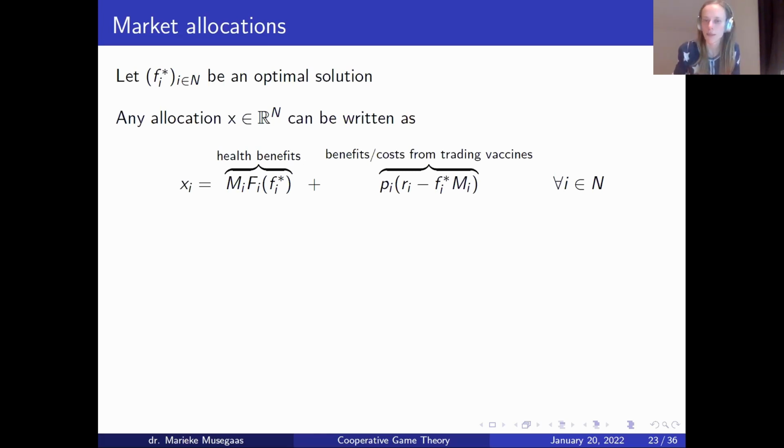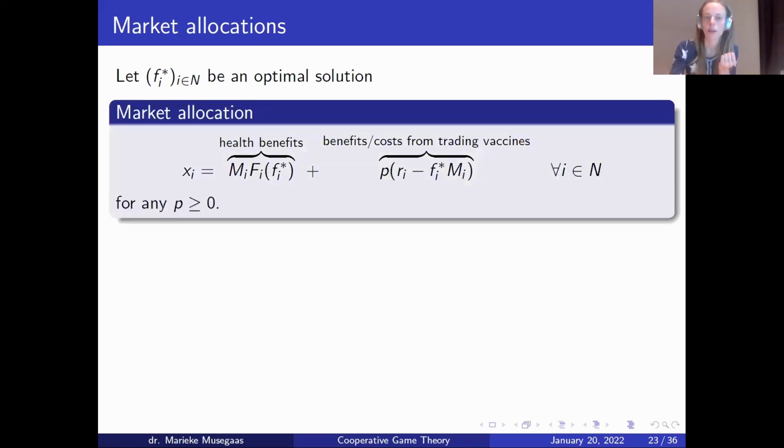And now here you see that this P is dependent on i. What do I mean with that? I mean that the price can depend on the player that you are. So maybe Germany pays a different price for the vaccines that they buy from Italy than the Netherlands does. That is possible. But we will look at market allocations, and in market allocations, we assume that every country buys or sells their resources for the same price. So let's focus on those market allocations. It's your health benefits plus the part that you get or give away for selling or buying resources, where the price per resource is always the same.